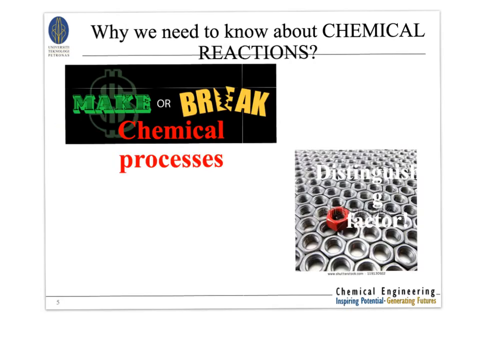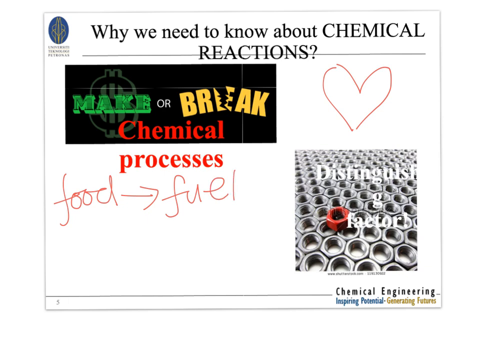Okay, so apart from being a chemical engineer, why is it that we need to know about chemical reactions? Chemical reaction is the heart of a chemical process. As a living organism, you need a heart to stay alive. Similarly for a chemical process, reaction is the vital part of the whole process. For you as a human, when you eat food, because of the chemical reaction that occurs in your stomach, it turns into fuel for your body, so you have the energy to do activities all day long.